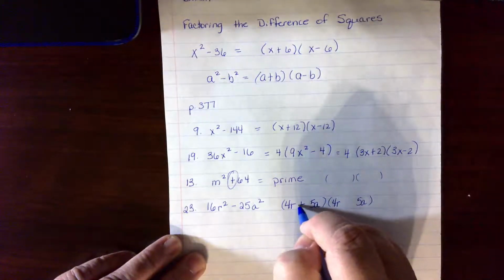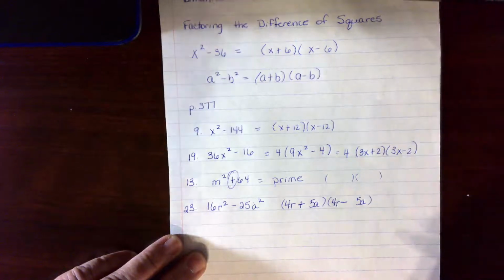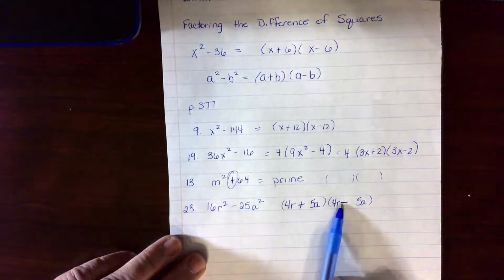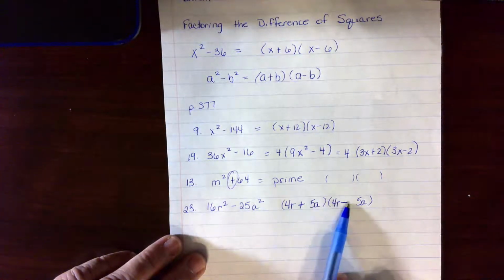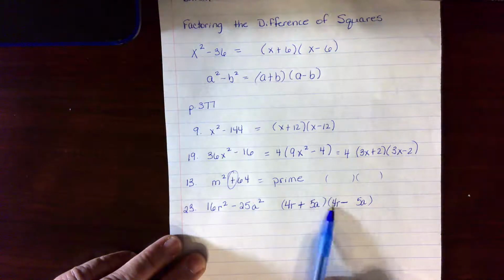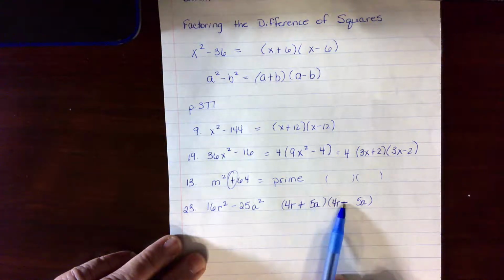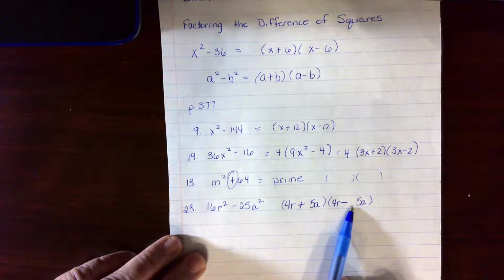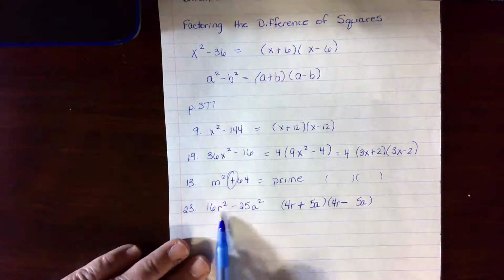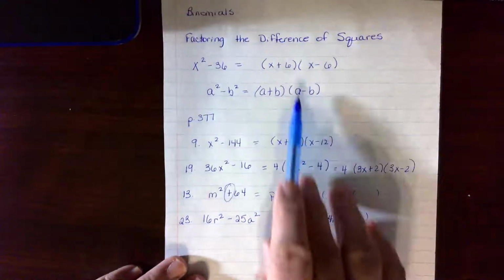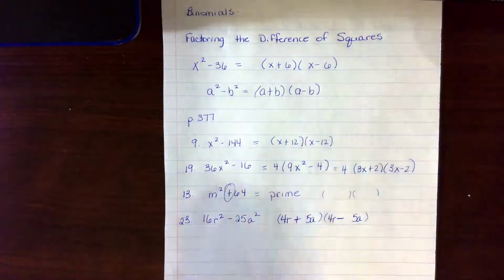And you make one the sum and one the difference. And it doesn't really matter which order you do it. Just one has to be a difference and one has to be a sum. If you want to put the minus there and the plus there, that's fine. All right, so that's the strategy that we will use when it's the difference of squares.